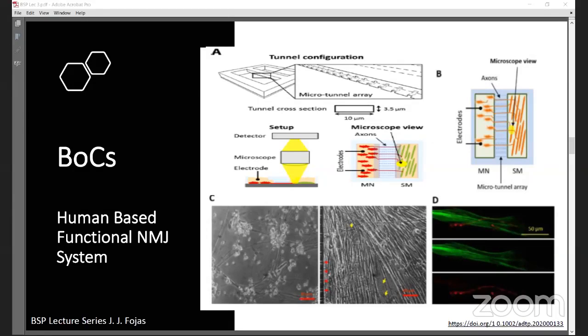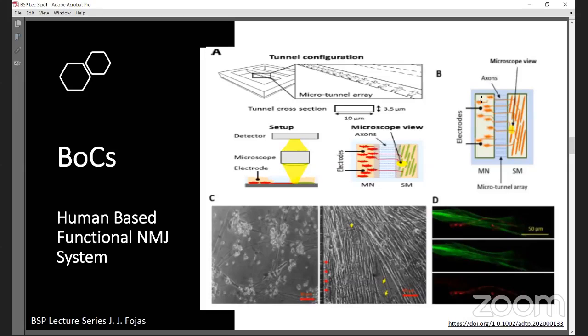Moving on, at the bottom, I think that's a phase image. This is a phase image of cells in your NMJ system, demonstrating the distinction between your motor neurons in the motor neuron chamber and your myofibers in the muscle chamber. You see the red arrows that indicate the tunnel openings for your axons, or axonal exits, and the yellow arrows point to some axons already in your muscle chamber.